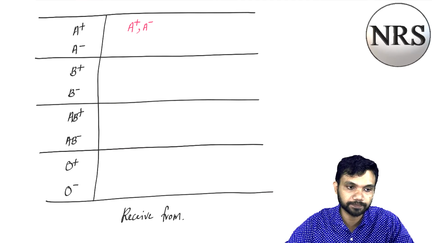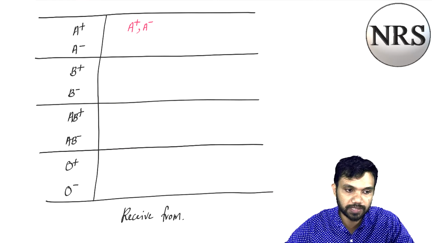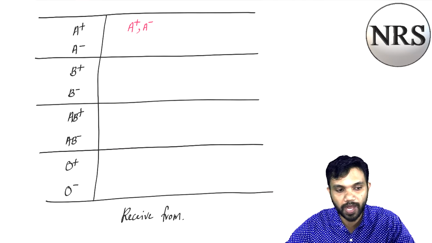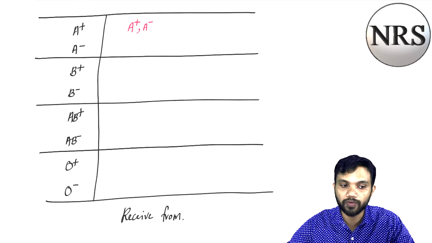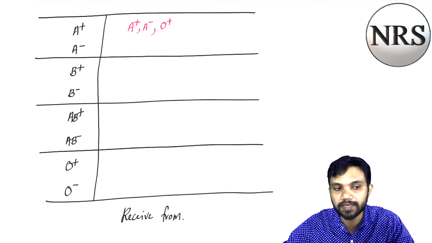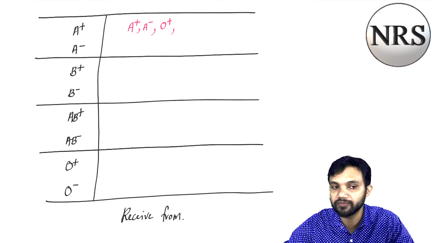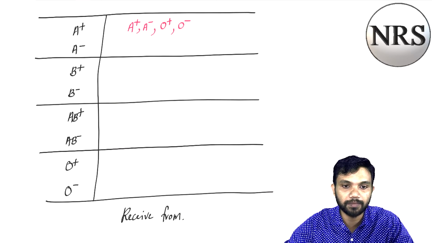Can they receive from B? No, definitely not. So you don't have to work on this. Can they receive from AB? Again there is B, so they cannot receive. So you don't have to work on this. Can they receive from O? Yes, they can receive from O. Can they receive from O positive? Yes, they can receive from O positive because they already know the RH antigen, right? So if they can receive from positive, then definitely they can receive from negative also. So we have completed one row.